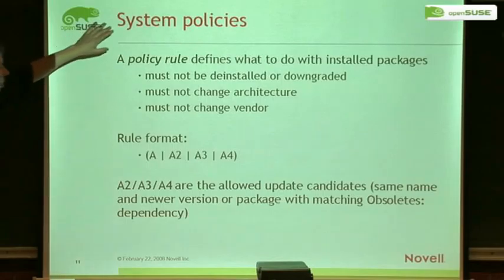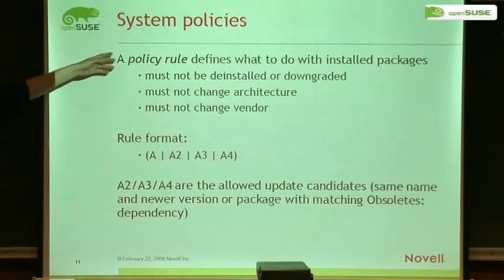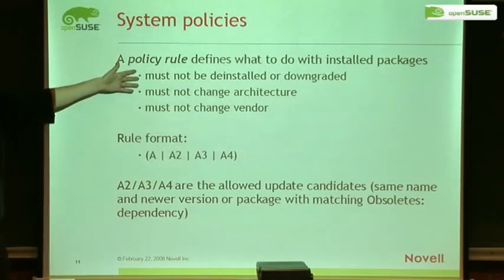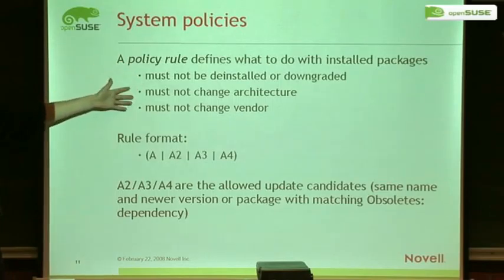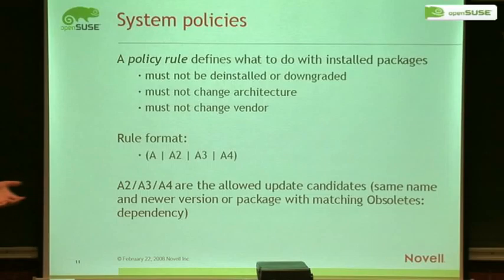So we have system policy rules. The policy rule basically defines what to do with installed packages. Some packages maybe must not be deinstalled or downgraded, or must not change architecture. That's also normally what we do in SUSE, in openSUSE. Let's talk about glibc. Say you have a glibc with i686 installed. The solver mustn't suddenly change it to i586. So we insist that the architecture doesn't change without the user confirming it.